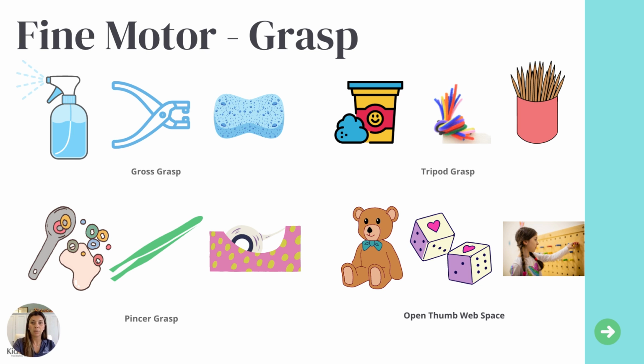And then tripod grasp. Tripod grasp is the opposition of the thumb to the pad of the pointer finger and middle finger when grasping and manipulating objects.